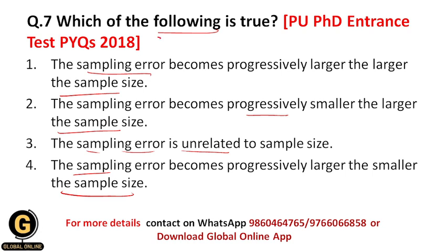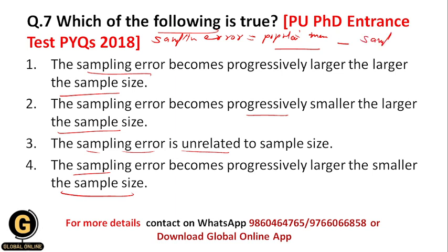Whenever you want to calculate the sampling error, you need to subtract the sample mean from the population mean. So this is nothing but sampling error, and this sampling error occurs because of this difference.